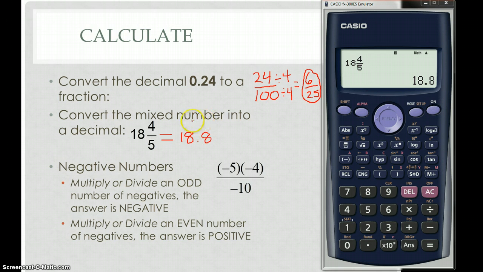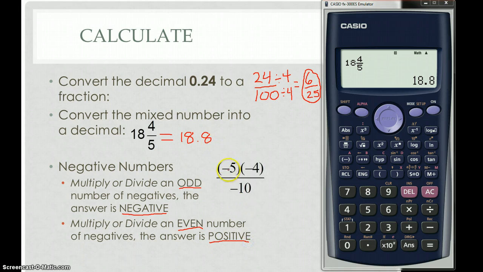Next, let's look at negative numbers. When we multiply or divide negative numbers, we count the number of negatives in the problem. If there's an odd number of negatives, then the answer is going to be negative. Now, this is only true for multiplication and division. If it's an even number of negatives, the answer is going to be positive.